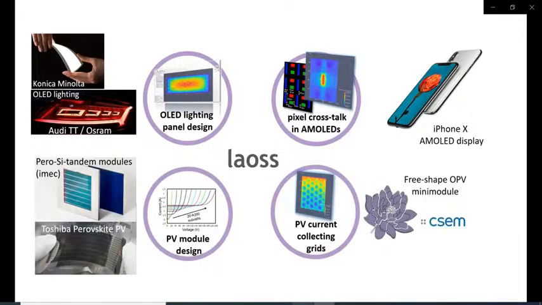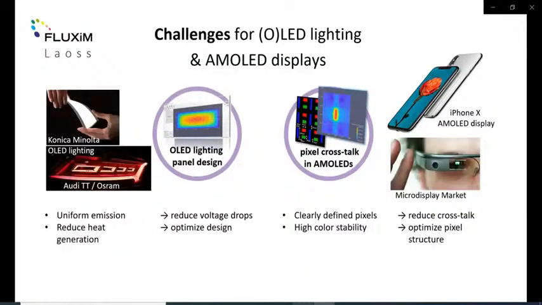The software allows you to understand the effects that occur in displays, such as pixel crosstalk, and optimize the device design in order to achieve the best efficiency by modifying the electrode layout parameters. Here we focus on the lighting and display applications of LAOS. OLED lighting panels should yield a homogeneous emission and keep the heat generation low. Both can be achieved by optimizing the device design, for example, suitable material and metal grid design.